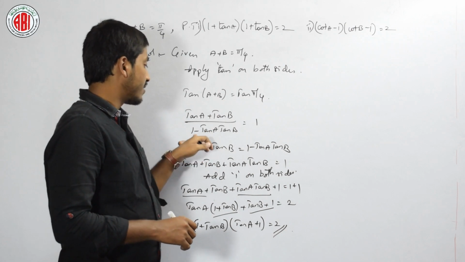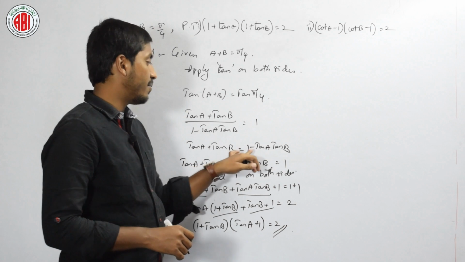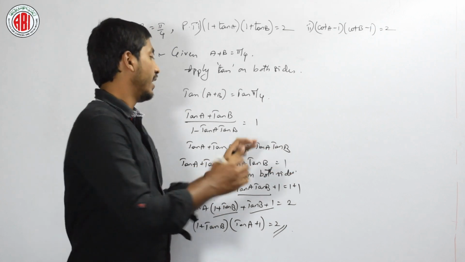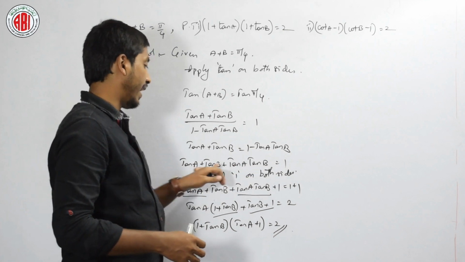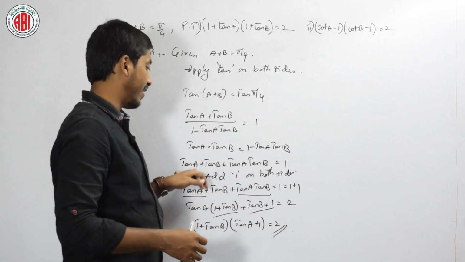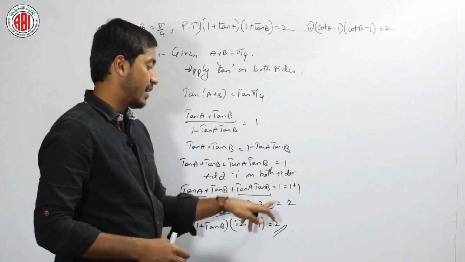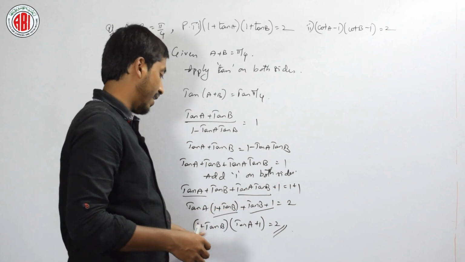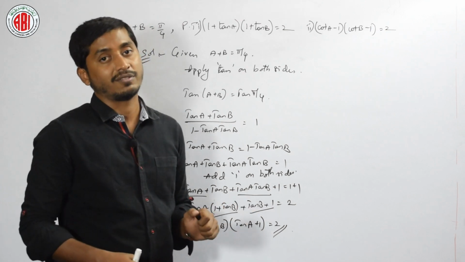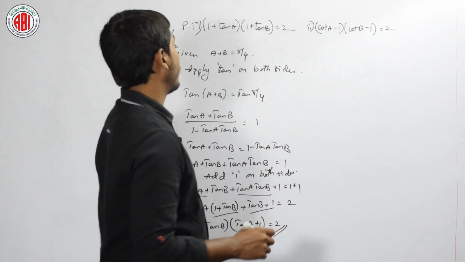Let us cross multiply this to that side. It will become tan a plus tan b equal to 1 minus tan a tan b. Let us bring this tan a tan b this side. Now add 1 on both sides, then take tan a as common from these two terms, we will get 1 plus tan b. Again we will find tan b plus 1 is left, again tan b plus 1 is common on both sides, we can get (tan a plus 1) into (tan b plus 1) equal to 2. Now let us go to the next problem.